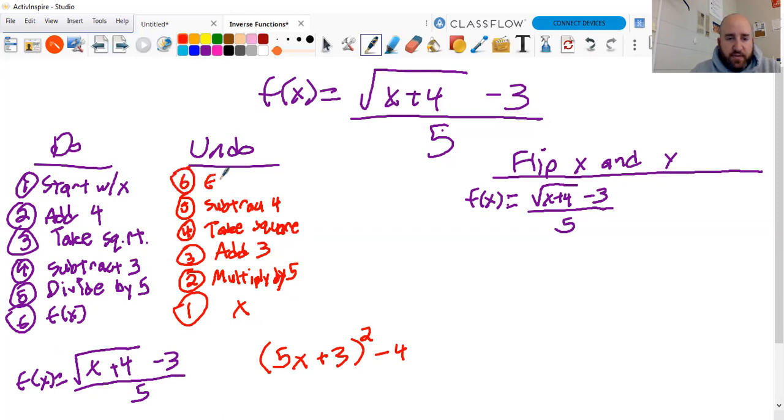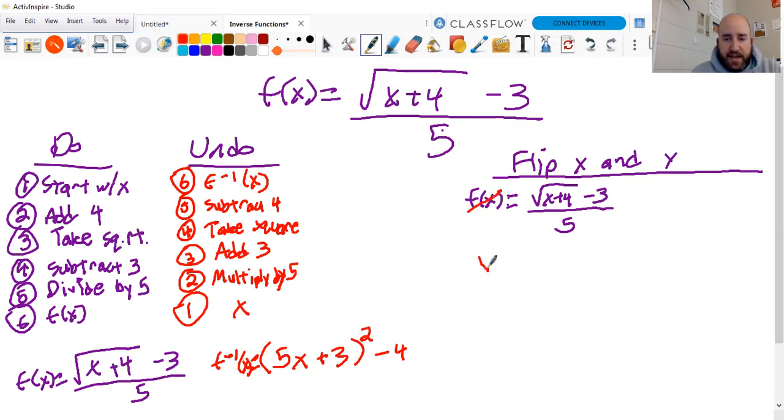And then I'm going to end with my inverse notation. Dang it, keeps doing that. F -1 of x equals 5x plus 3 quantity squared, excuse me, minus 4.